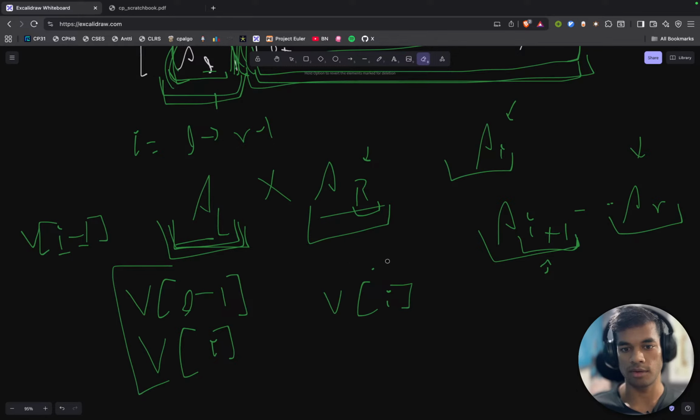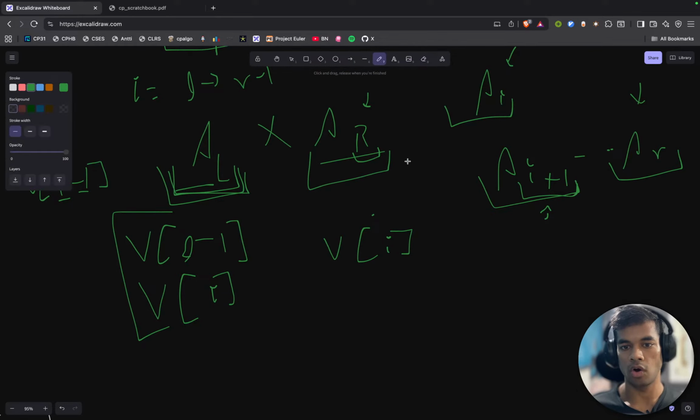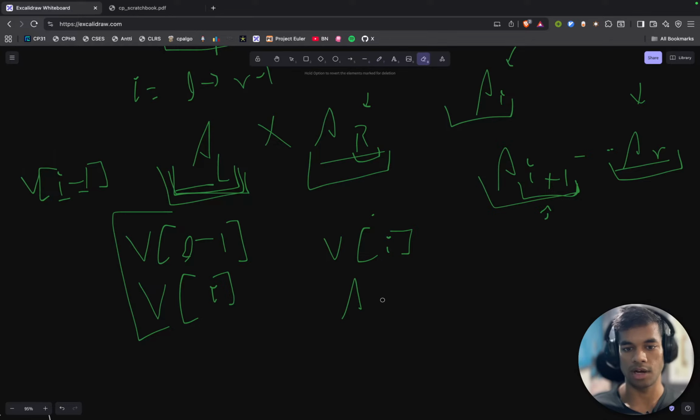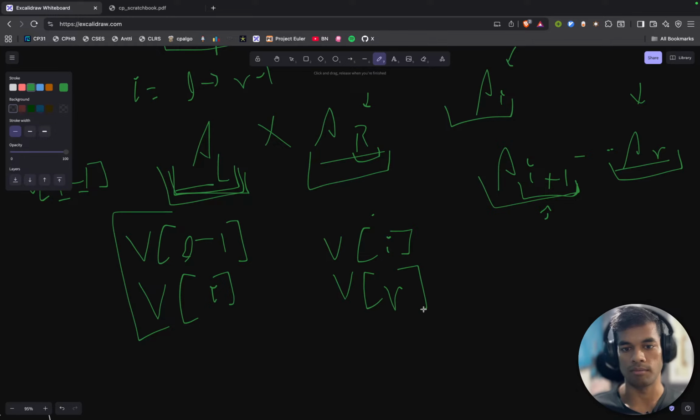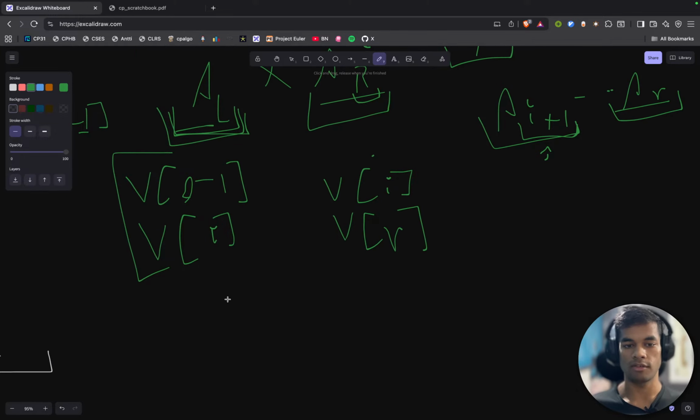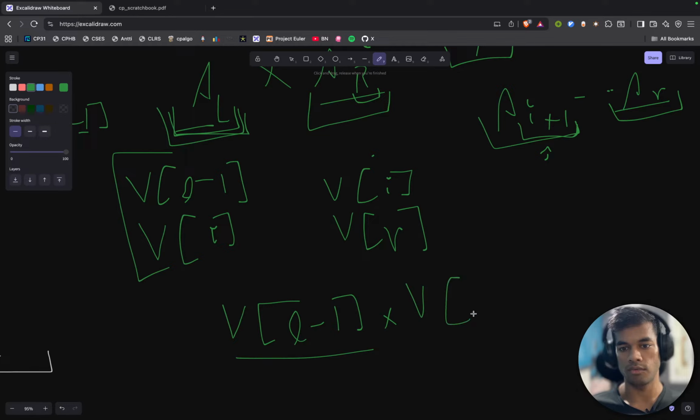Remove all of that. And then the number of columns is going to be the number of columns in the rightmost matrix, which is VR. And when we multiply these two matrices, the number of scalar multiplications involved is going to be VL minus 1 into VI into VR, and that is cool.